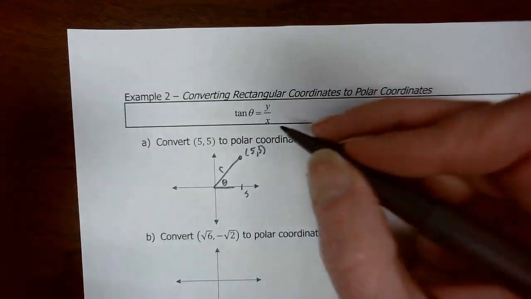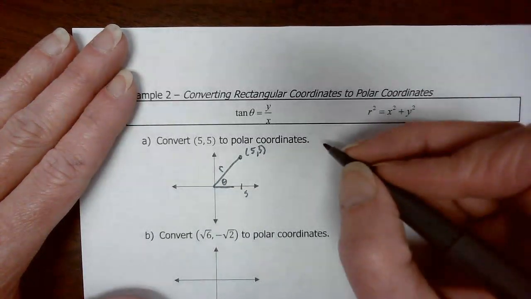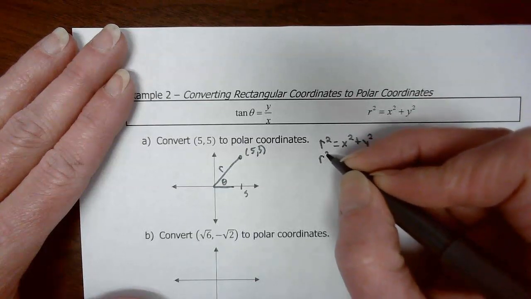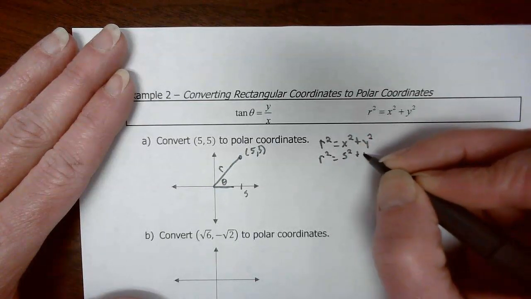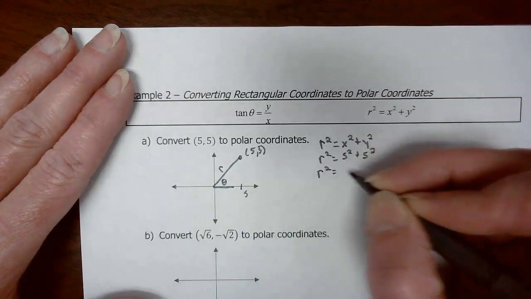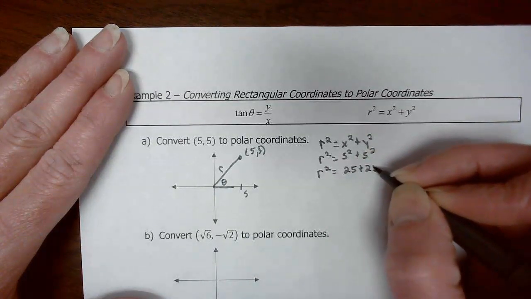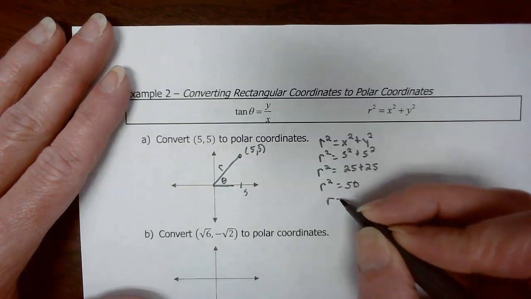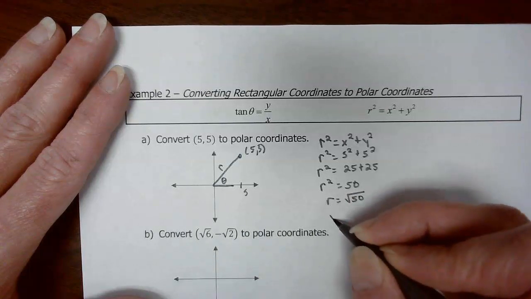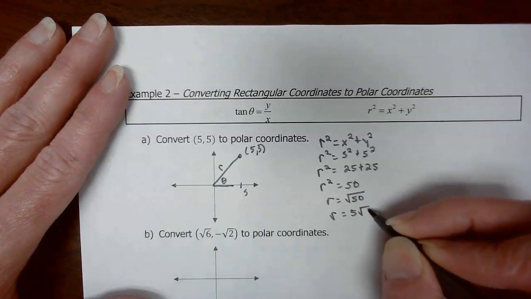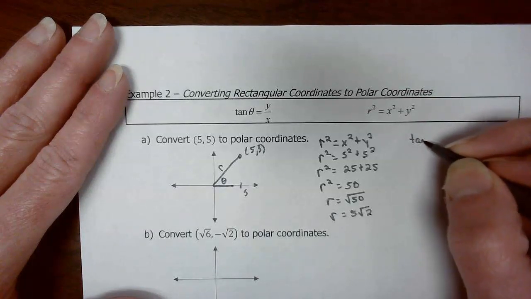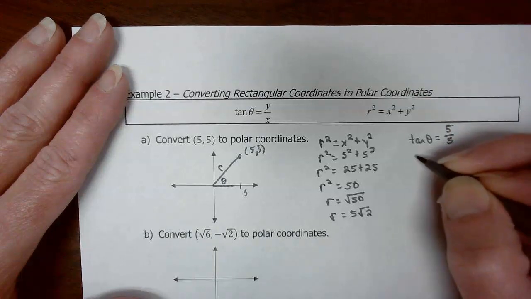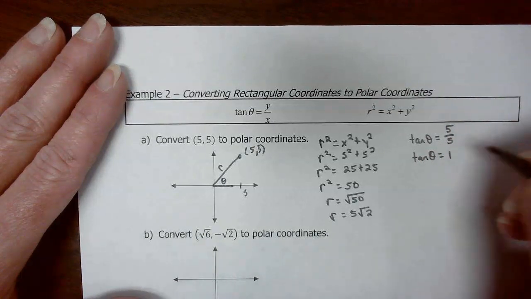So I'm going to use what I'm given here. I'm going to find the r first. So 5 squared plus 5 squared, 25 plus 25, that's 50. So r equals the square root of 50. That's going to be 5 root 2. Tangent of the angle equals y over x. So 5 over 5. Tangent equals 1.